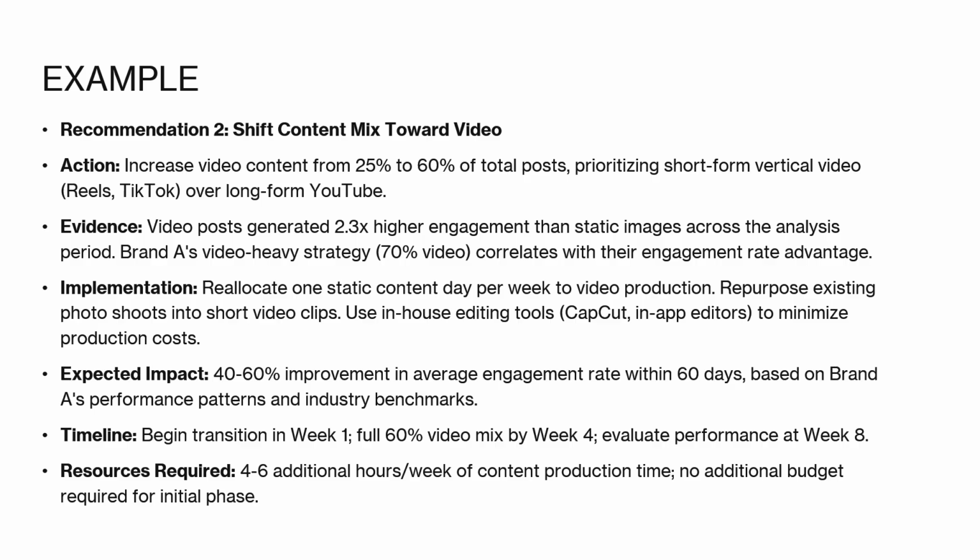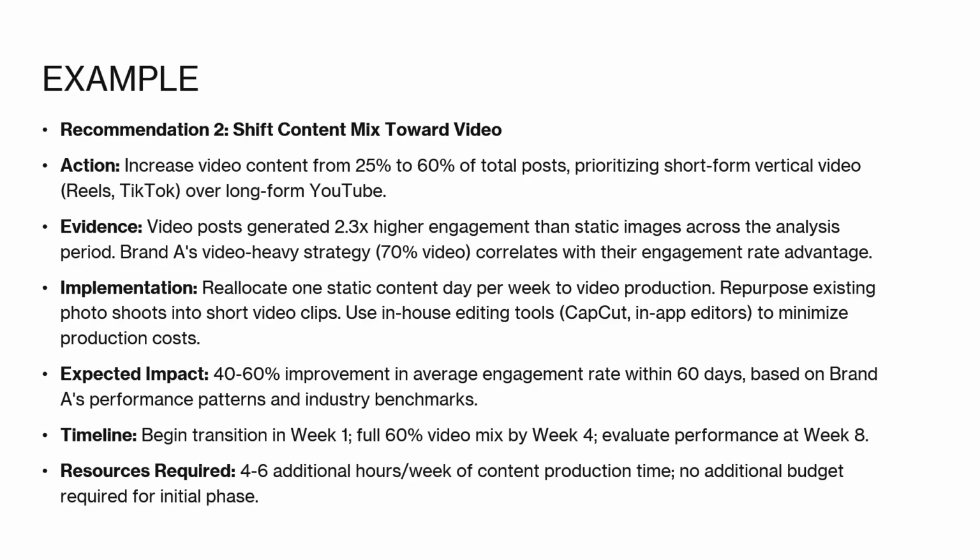The implementation section is practical. Relocate 1 static content day per week to video production. Repurpose existing photo shoots into short video clips. Use in-house editing tools to minimize production costs. Like, where are they? Like CapCut. There we go. Everyone knows CapCut. Everyone loves CapCut. And this tells the client that they do not need a massive budget to do this, which can be really important. You need to tell people what the expected impact is, in this case 40 to 60% improvement on average engagement rate within 60 days based on Brand A's performance patterns and industry benchmarks.